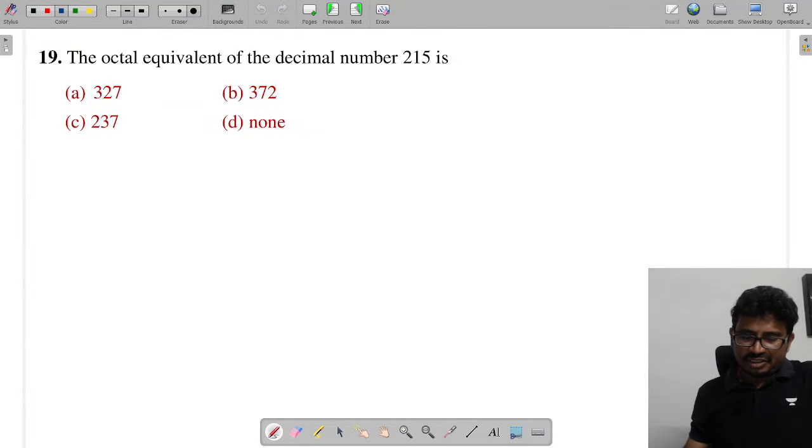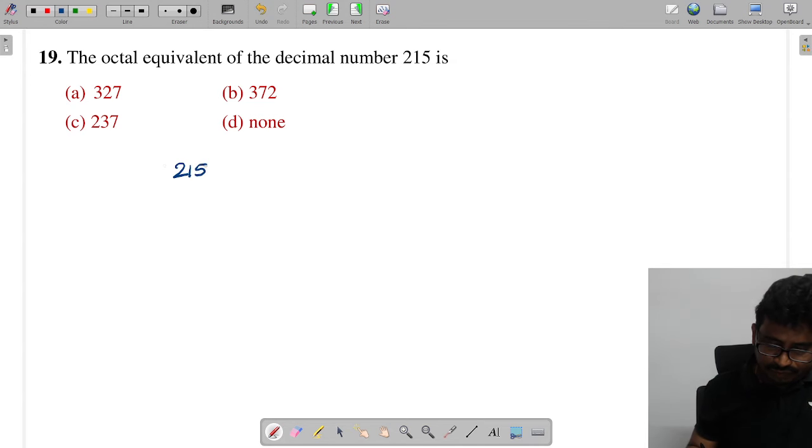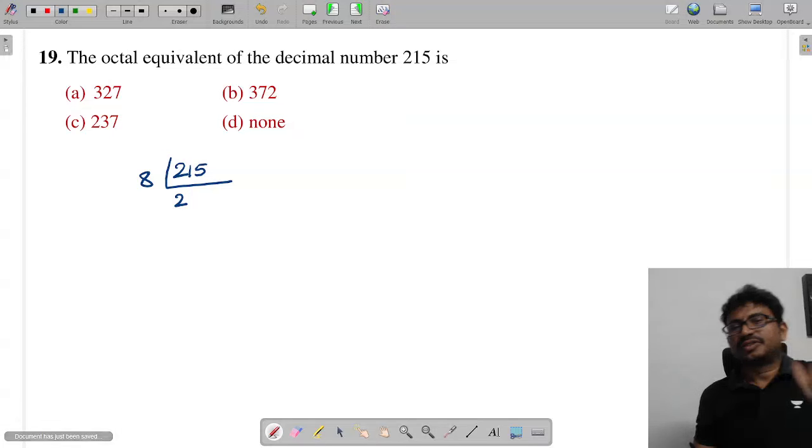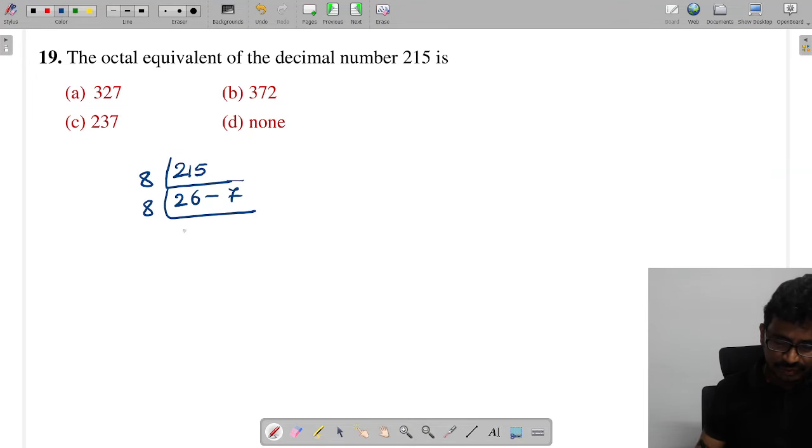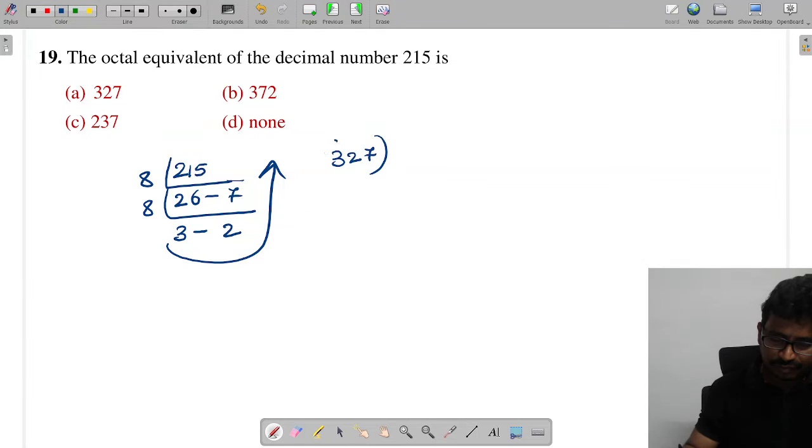Octal equivalent of the decimal number 215. They have given a decimal number, and we require the octal form, so divide by 8. 8 twos are 16, so how much is left out here? 5. So this is 8 sixes and 7 is the remainder. So here 2. So that means we can say 327, and this is base 8.